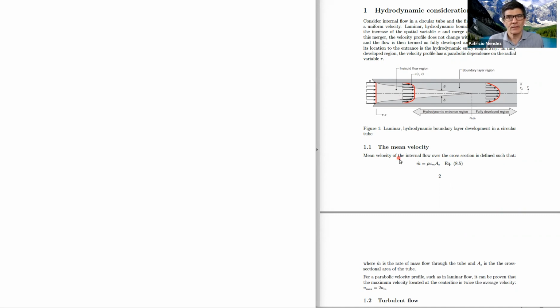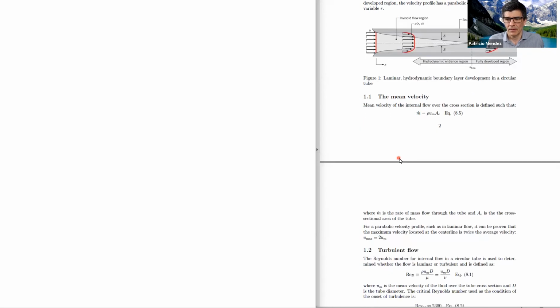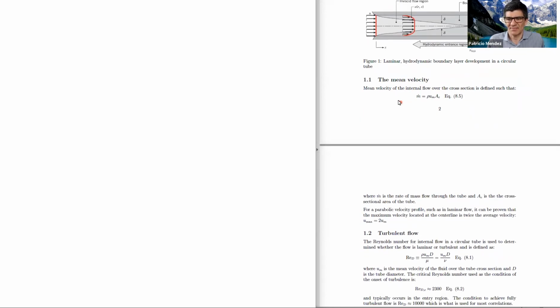What we did see on Friday is that inside a pipe, in internal flows, we define a mean velocity. It's different than in the case of external flows, in which we would define a u infinity, the velocity far away from the plate, just outside the viscous boundary layer. Now we talk about a mean velocity that relates to the volumetric flow.